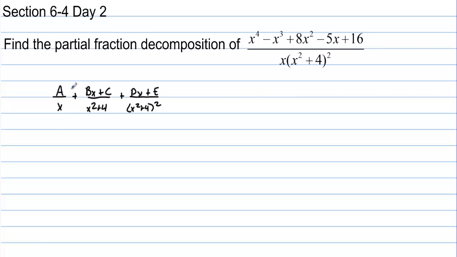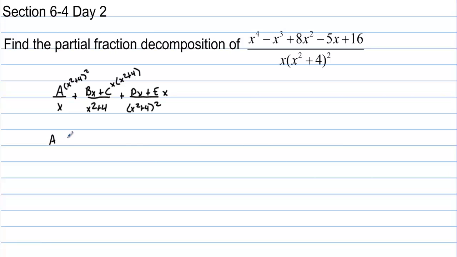Well, now we need a common denominator. This denominator needs x squared plus 4 squared. It needs both of these. This one needs an x and an x squared plus 4. And the last one just needs an x. Let's multiply it all out.